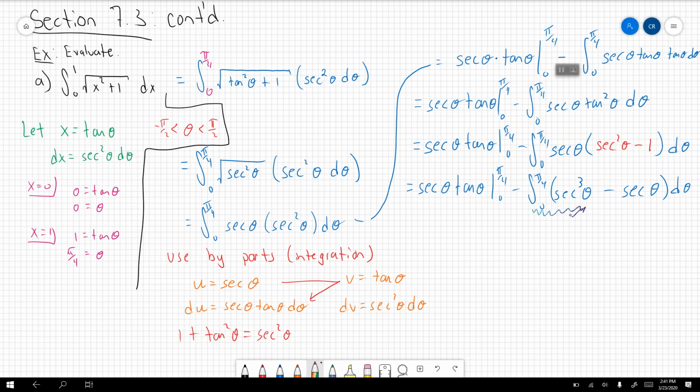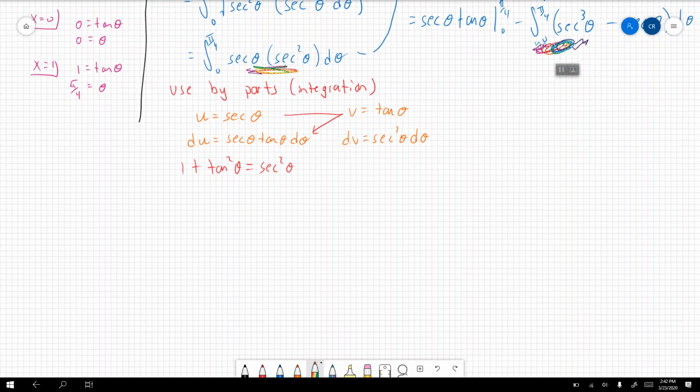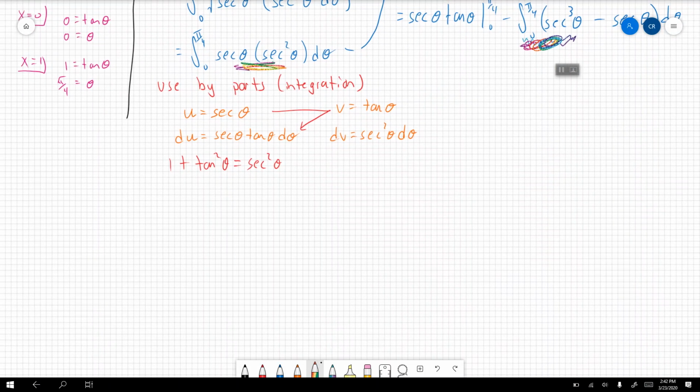Does this piece of information right here equal this piece here? So I'm going to let you think about that. Both integrals are from 0 to pi fourths. Both of the integrands are going to be secant cubed. So naturally, we're going to arrive at this other conclusion.